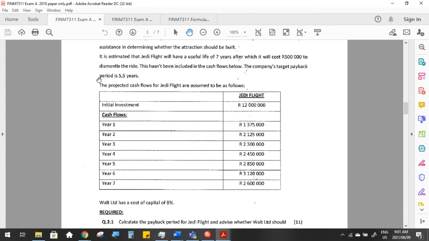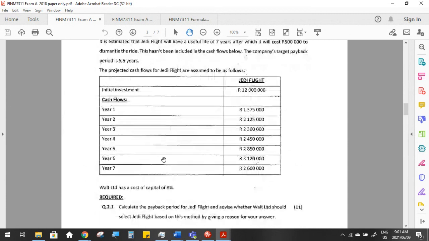The company's target payback is 5.5 years. Here's our projected cash flows, remembering that these projected cash flows do not include the 500,000 cost in year 7. And the only reason that they put that there and don't include it here is to test whether the students are reading the information carefully and paying attention to detail and making sure they can then incorporate all the information in the question into their workings.